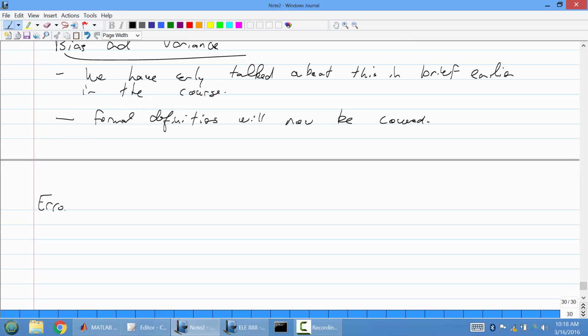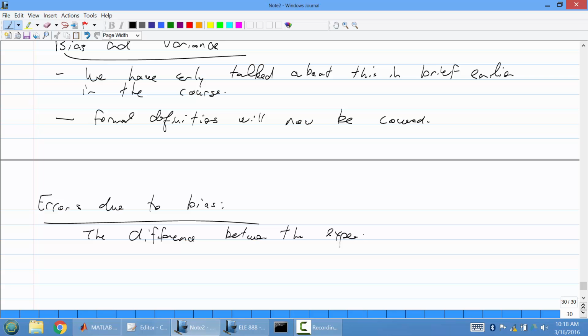So there are 2 errors that we encounter in practice. There are errors due to bias. What bias means is that it's the difference between the predicted output and the expected output, right? For example, if you're doing linear regression and the predicted output was 4.5 and the expected output was 5, then the difference is 0.5, okay? So we usually want the difference between the predicted output and the expected output to be low, which means that we want what's called low bias, all right? So this is the difference between the expected output and the predicted output.